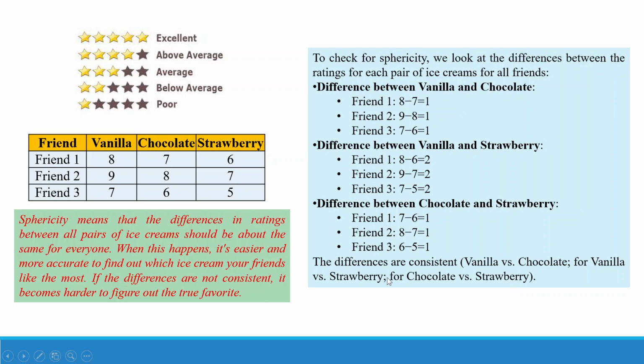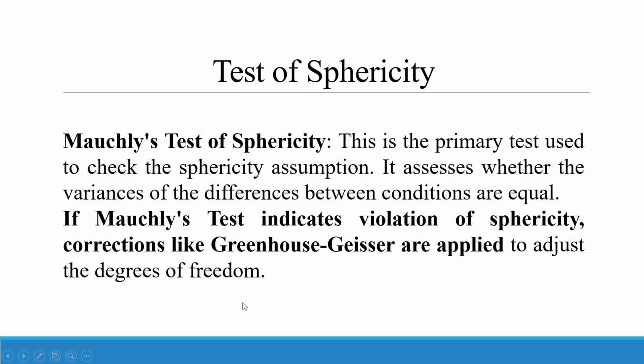This is sphericity. Sphericity means that the difference in the ratings between all pairs of ice cream should be about the same for everyone. When this happens, it's easier and more accurate to find out which ice cream your friend likes the most. If the differences are not consistent, it becomes harder to figure out the true favorite.